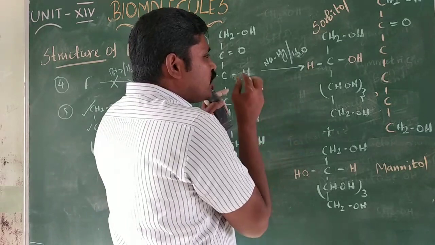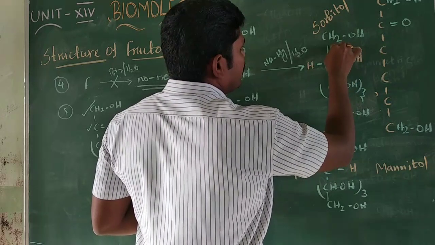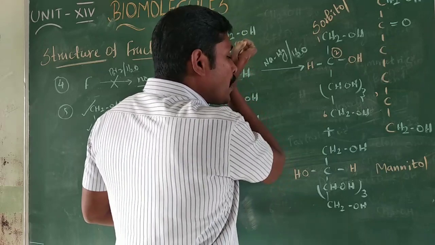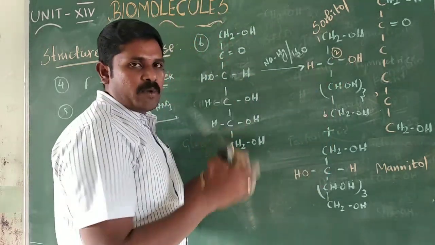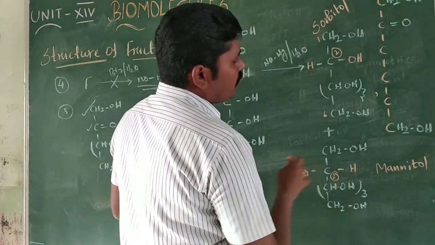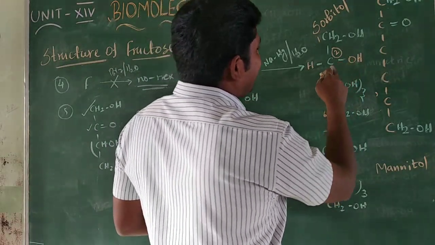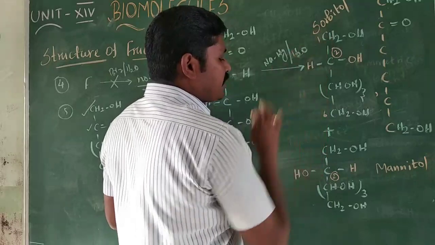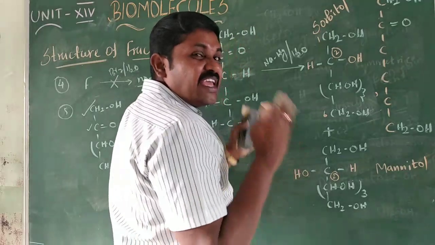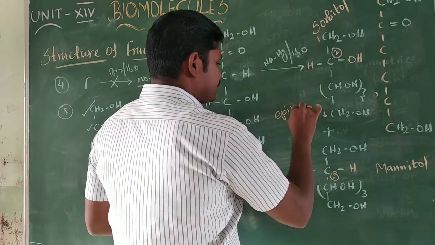A new chiral center is introduced at the C2 carbon. Counting C1, C2, 3, 4, 5 and 6, the new chiral carbon is at the C2 center. The OH group on the second chiral carbon is on the right-hand side in sorbitol and on the left-hand side in mannitol. Sorbitol and mannitol are epimers.